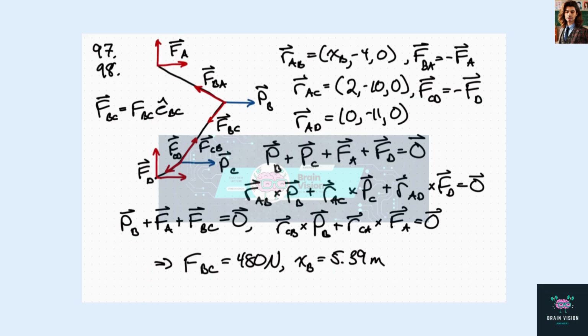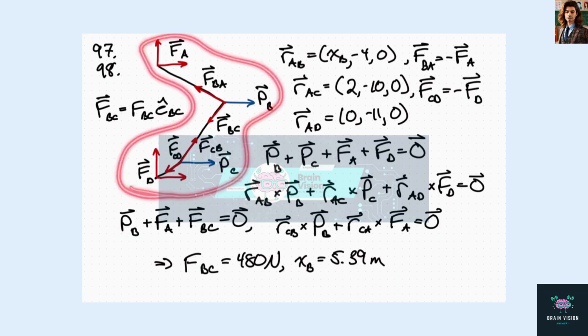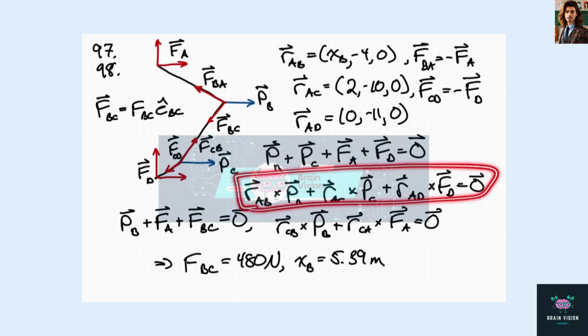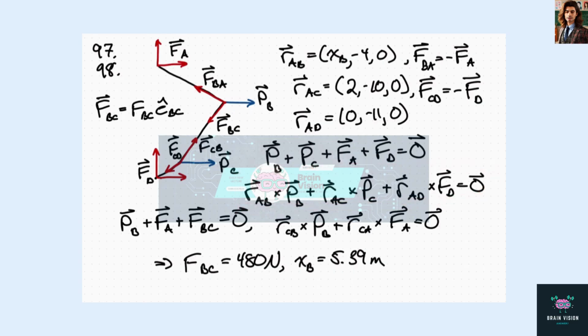So if we look at the whole free body diagram of the whole structure, cut this rope away from the wall, we get PB plus PC plus FA plus FD needs to be 0. Then taking moments about point A, we get this equation. We can then take a cut here and look at the substructure.